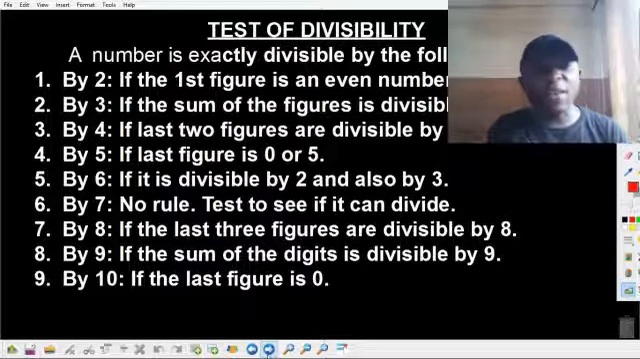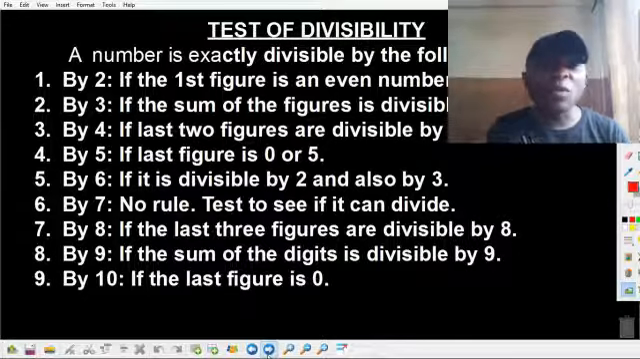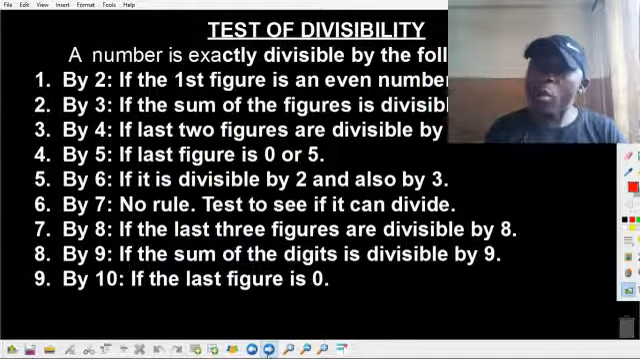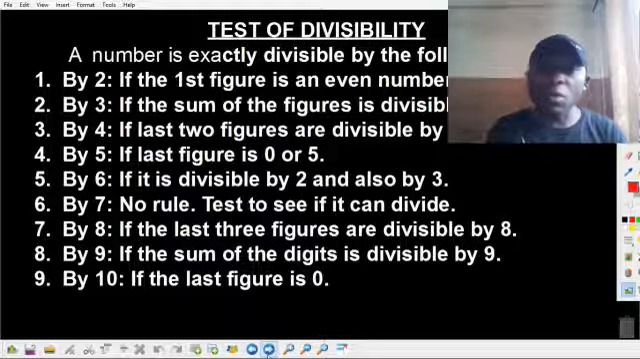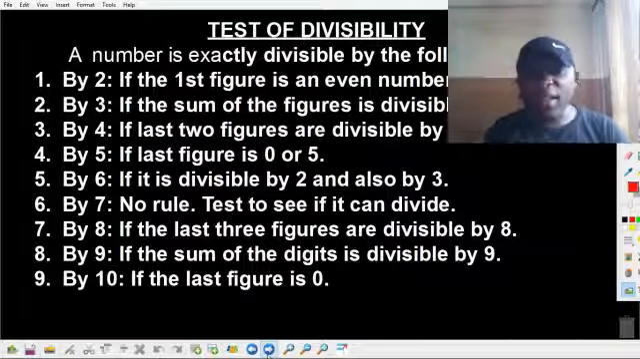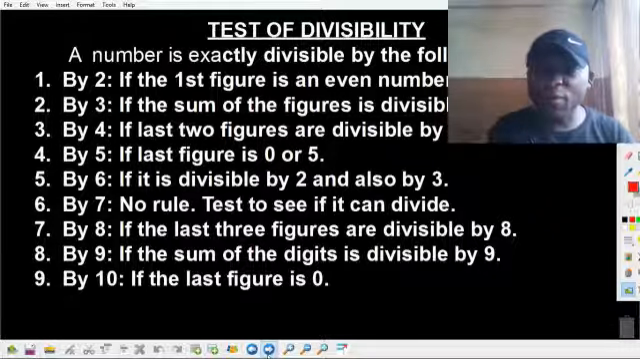Now using 7 to divide a whole number has no specific rule. All they need to do is to test and see if it can divide. But in a situation whereby it cannot divide, they will continue looking out for factors that will enable them to divide it. Now if they are going to use 8 to divide a whole number, they should consider if the last 3 figures are divisible by 8.